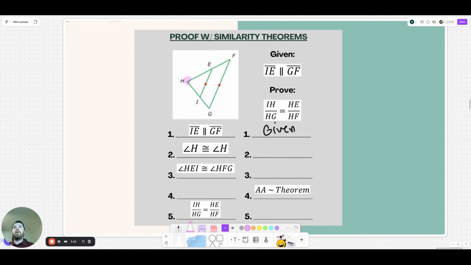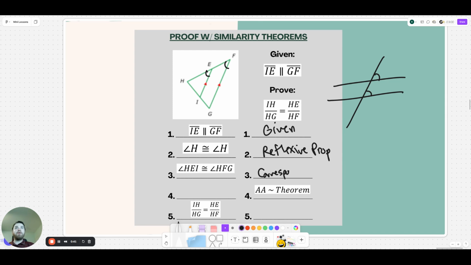Now, first thing that I've got here, angle H in this triangle is going to be congruent to angle H in this triangle. What allows me to say that? Well, I can always say that because of the reflexive property. Next, I've got that this angle right here is congruent to this angle right here. Remember back when we had 2 parallel lines cut by a transversal, we said these angles were congruent because they are in the same spot. That is the corresponding angles postulate. That's what allows me to be able to say that angle HEI is congruent to HFG.